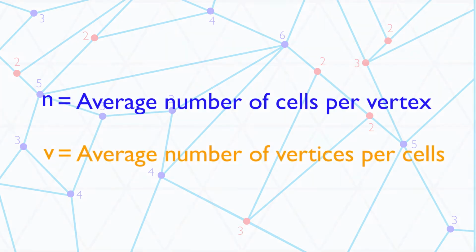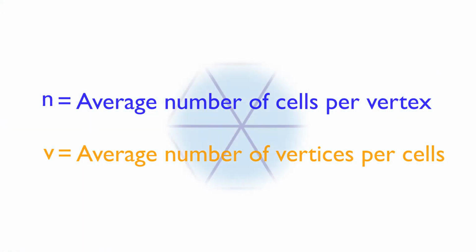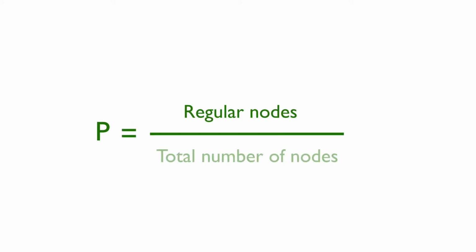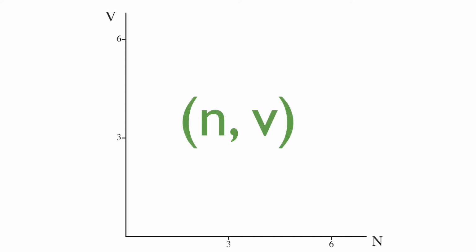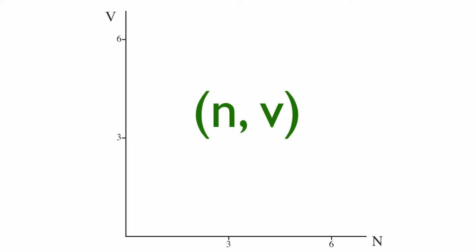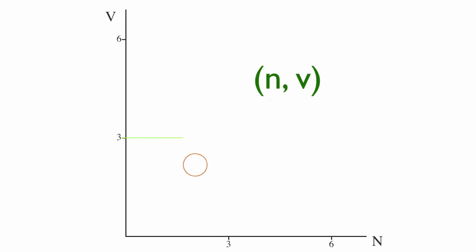V and N will refer to the averages of these values taken over the whole mosaic, when necessary, limits taken over expanding disks. The letter P is used to denote the proportion of regularity, defined to be the number of regular nodes divided by the total number of nodes. The domains of N and V define the axes of what is called the Schläfli plane. The ordered pair NV is often referred to as the Schläfli symbol, and represents a point on the Schläfli plane.